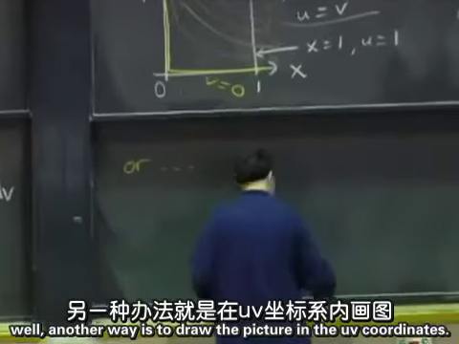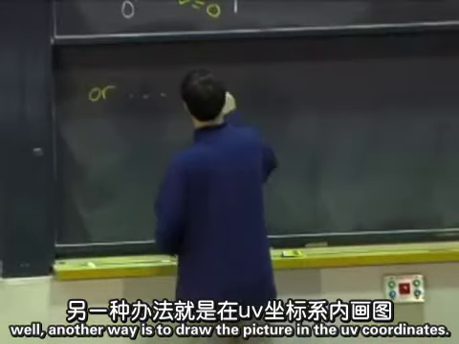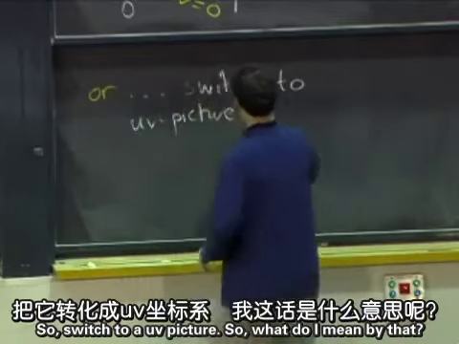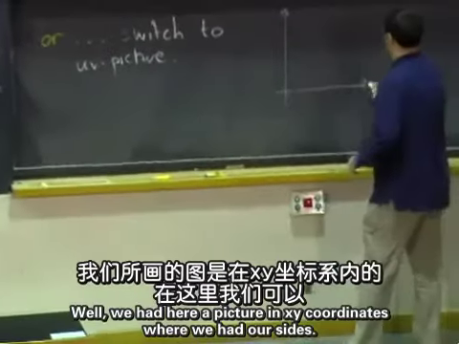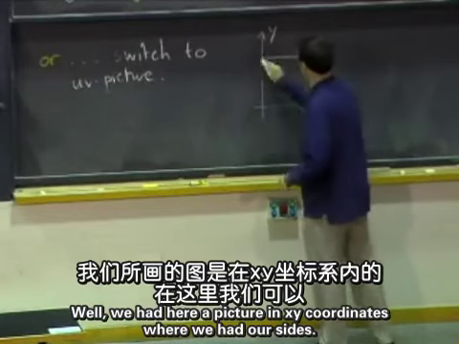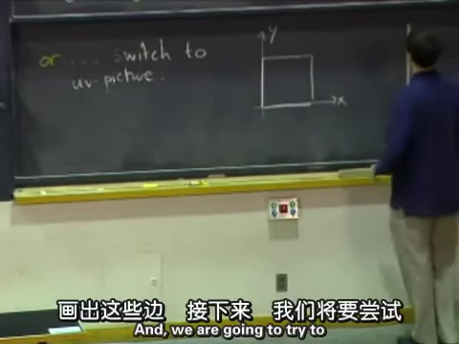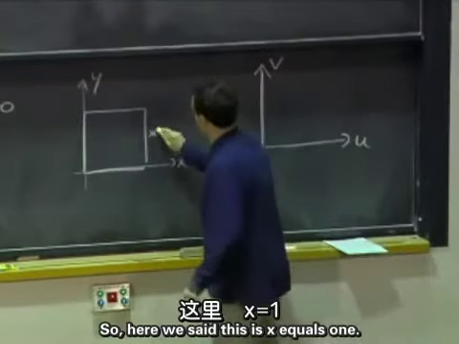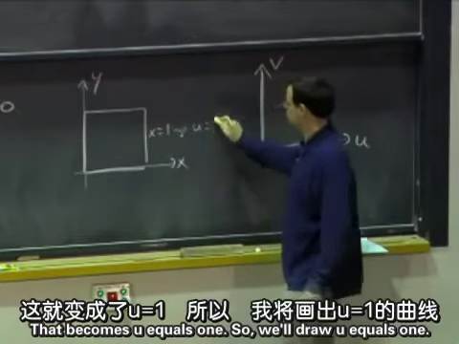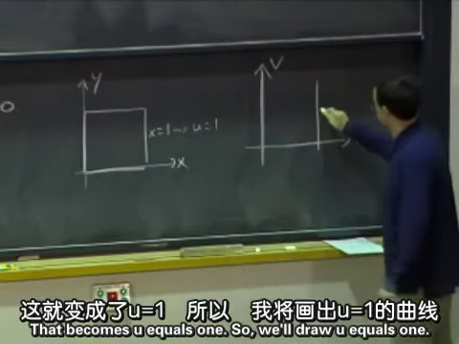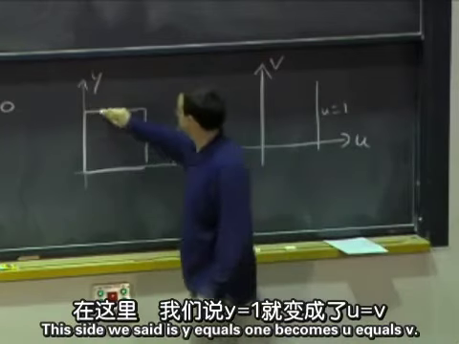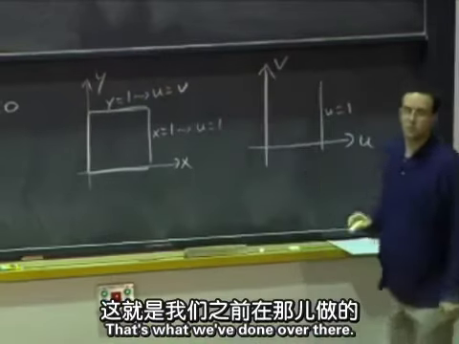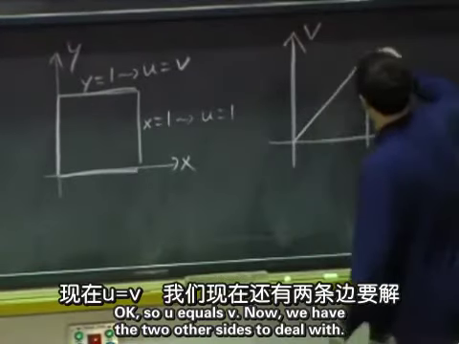Switch to a uv picture. So what do I mean by that? Well, we had here a picture in xy coordinates where we had our sides, and we're going to try to draw what it looks like in terms of u and v. So here we say this is x equals 1. That becomes u equals 1. So we'll draw u equals 1. This side we said is y equals 1. That becomes u equals v. That's what we've done over there. Okay, so u equals v.